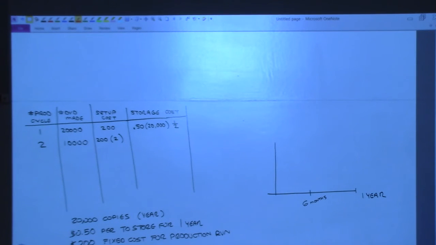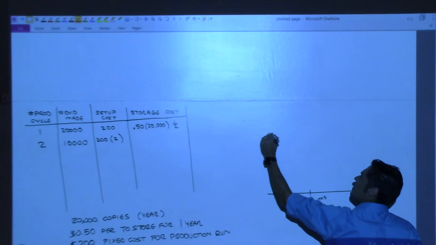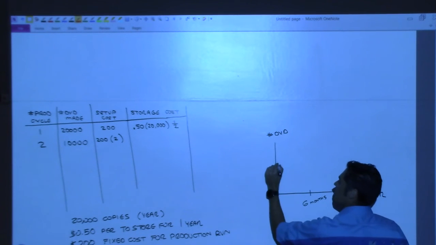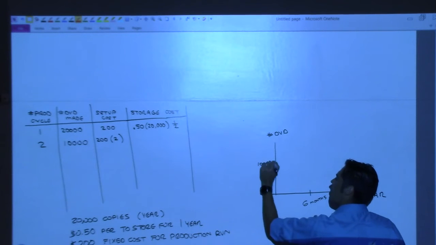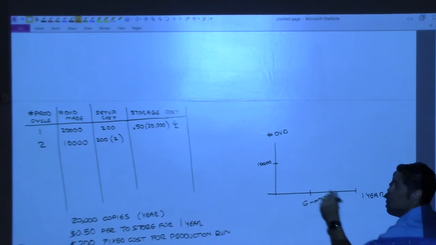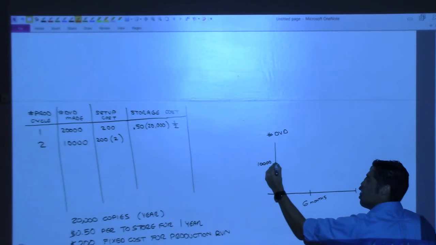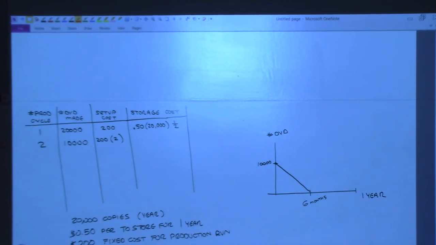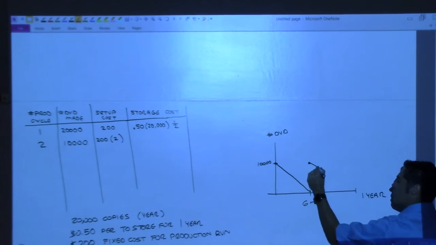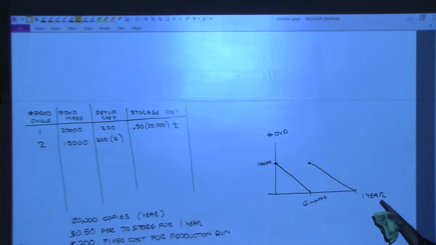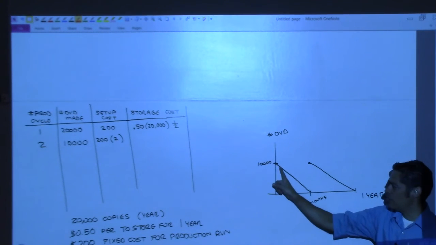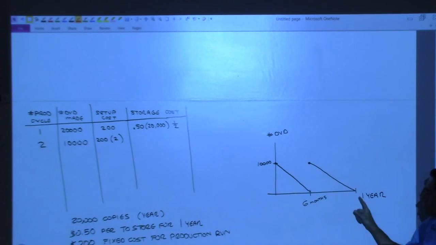At the first production cycle, how many DVDs am I going to make? 10,000. Right? So it's going to go like this, and I'm going to assume that it drops to 0, and then I'm going to need that second production cycle, which will take me back up to 10,000, and then it'll drop again. Does that make sense, that picture? As time goes on, you start out with 10,000 DVDs, drops to 0, do another production cycle, drops to 0.